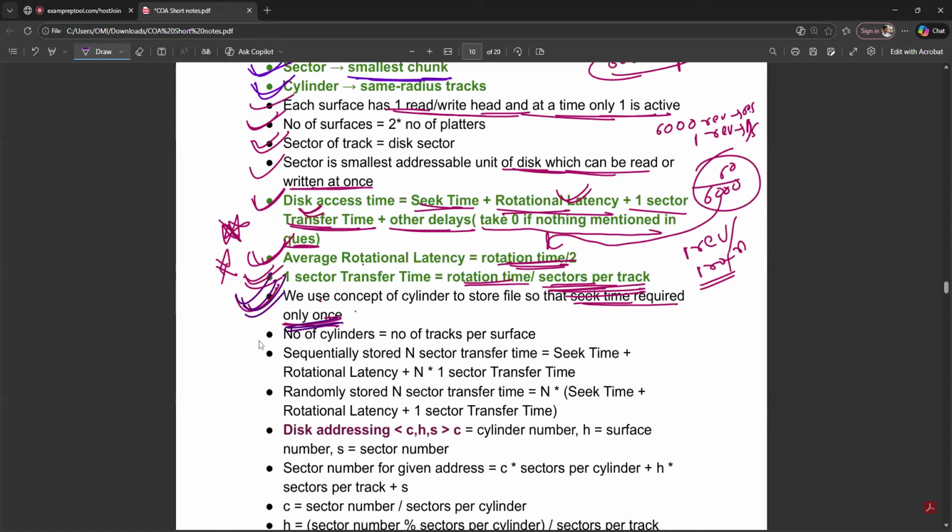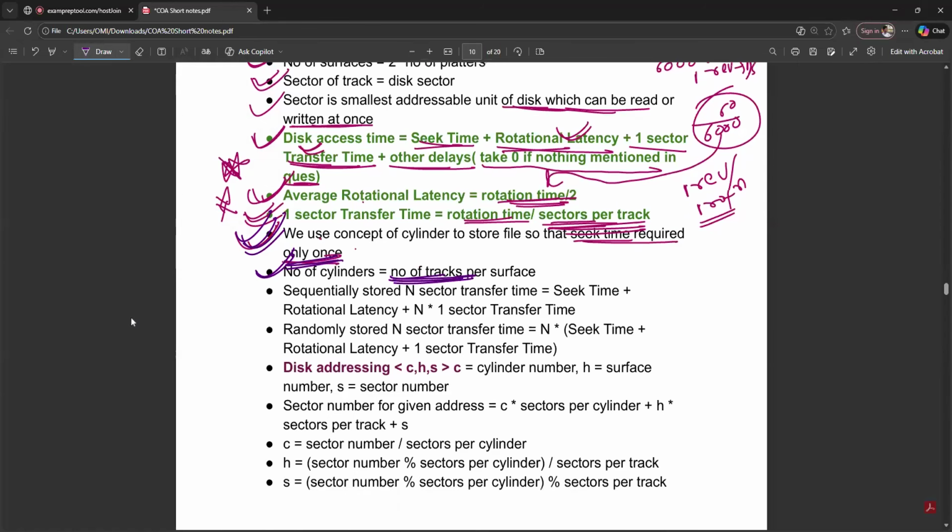Now, how many cylinders? The number of tracks per surface, the total number of tracks, that many cylinders. Now next point. Sequentially stored n sector transfer time: seek time plus rotational latency plus n times one sector transfer time, because n sectors are there and you stored them sequentially.